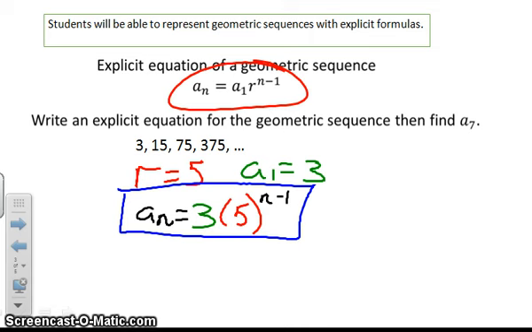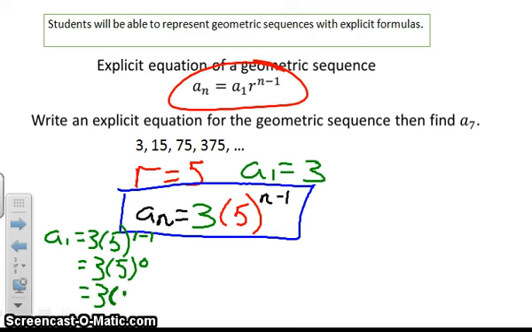Okay? Now what I want to do is check my work, just like I did when we first learned about explicit sequences. I want to just see if the first 2 terms really work with this equation. So I'm going to do A sub 1. So A sub 1 is 3 times 5 to the power of 1 minus 1. And I'm going to simplify that exponent, so 1 minus 1 is 0. And any number to the power of 0 is 1. So I've got 3 times 1, and 3 times 1 is 3. So my A sub 1 is 3. Is my first term 3?